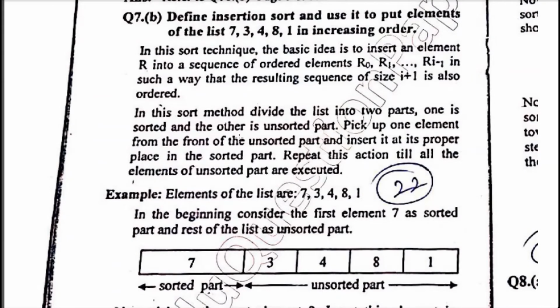Now take a look at the seventh B part. The seventh B part is: define insertion sort and use it to put the elements of the list 7, 3, 4, 8, 1 in increasing order. So firstly we have to define the insertion sort. Now what is the insertion sort?